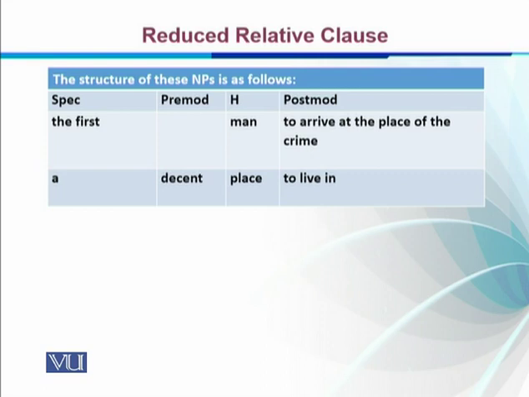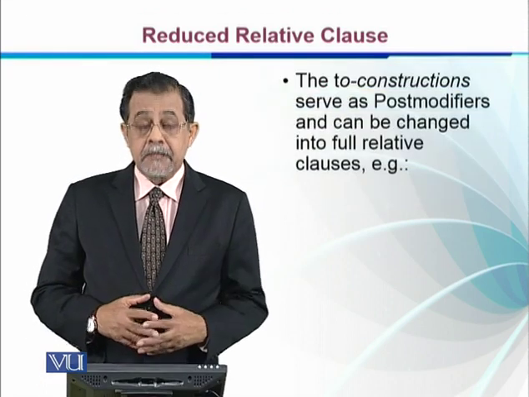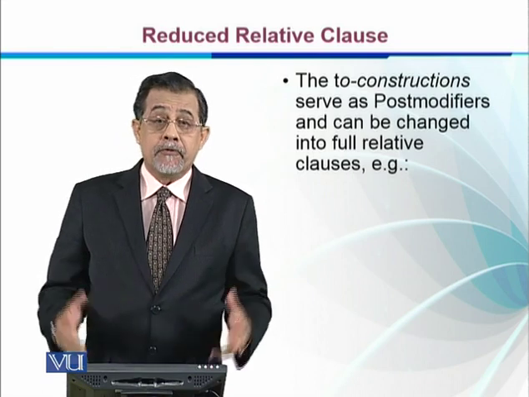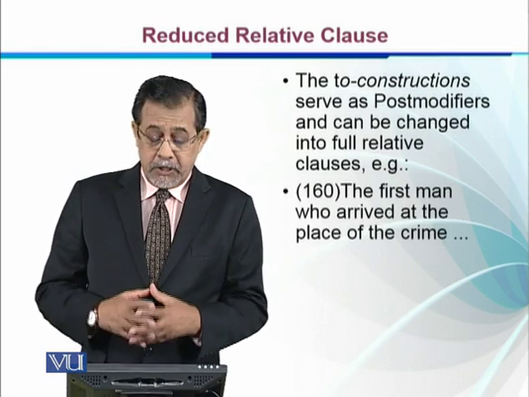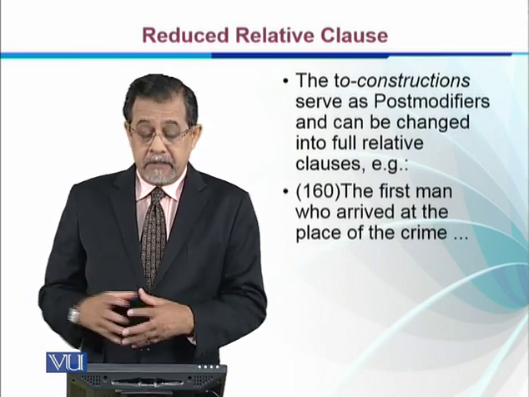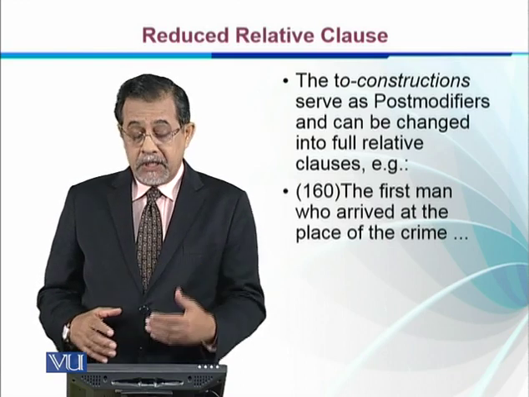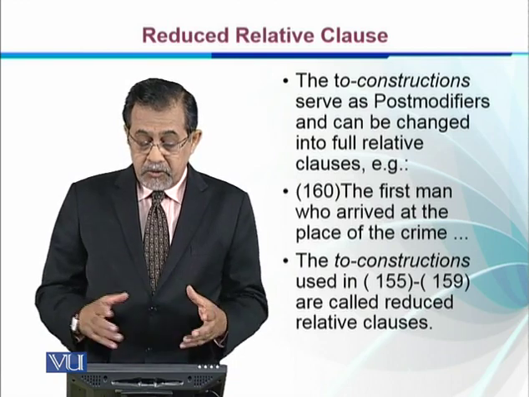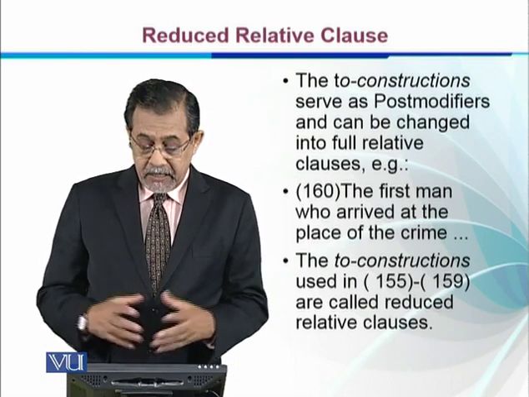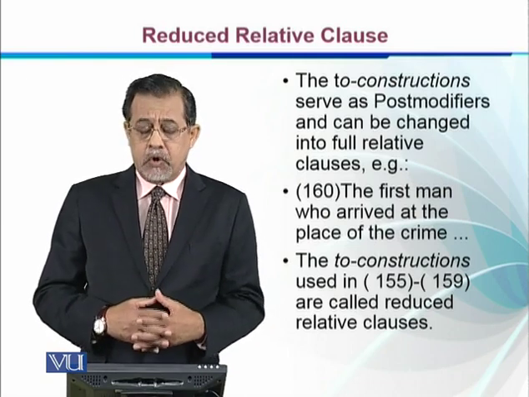So, 'to arrive at the place of the crime', the infinitive phrase, modifies the head 'man', and similarly, 'to live in' post-modifies 'a decent place'. The two constructions serve as post-modifiers and can be changed into full relative clauses. For example, 'the first man who arrived at the place of the crime'. So, who arrived at the place of the crime? We have changed 'the first man to arrive', right? So, the two constructions used in 155 to 159 are called reduced relative clauses.